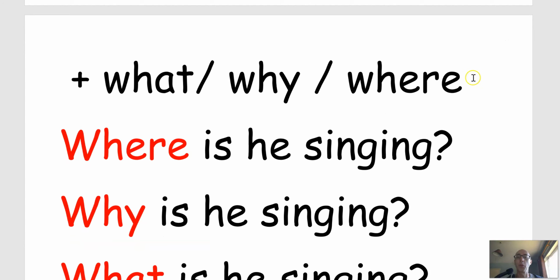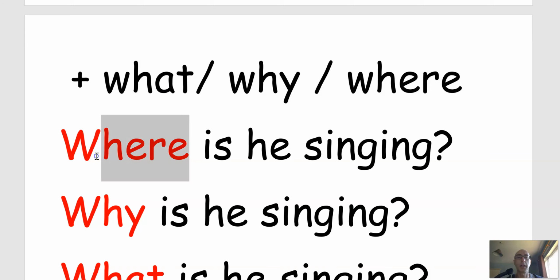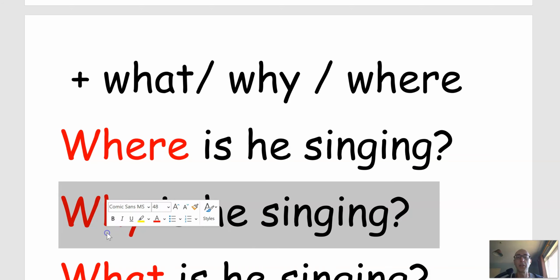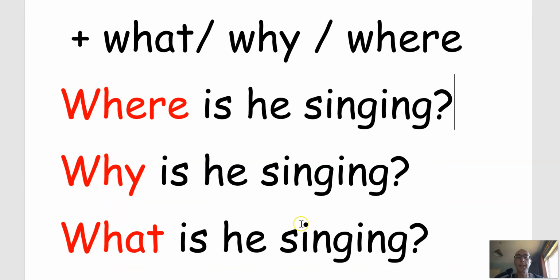So we can also make a question with what or why or where. Remember, where is for a place. So the answer would be in Ireland or in Sligo or in Dublin or in England, in France. That's where. Why is he singing? Why? The answer is because. Because he likes it, because he wants to. What is he singing? Well, the answer here would be a song. He's singing a song.